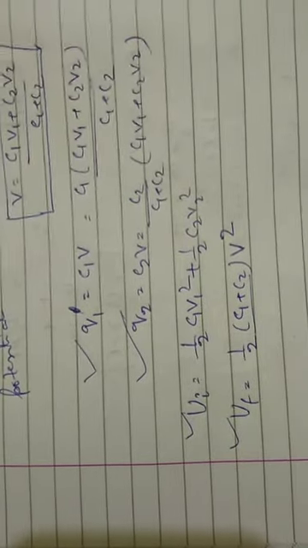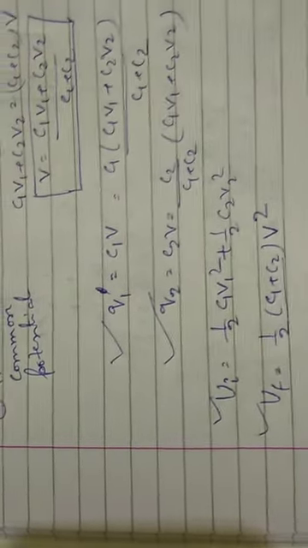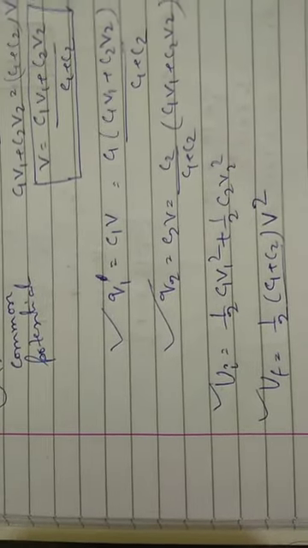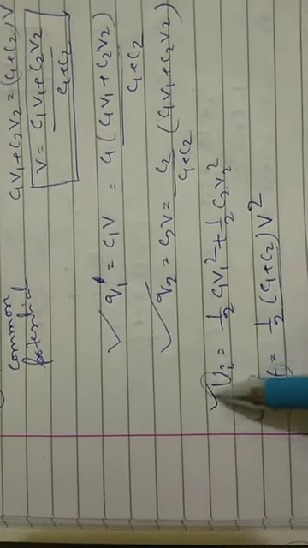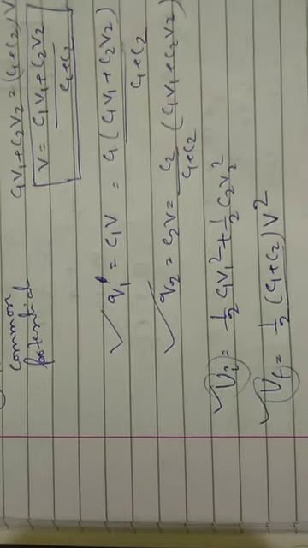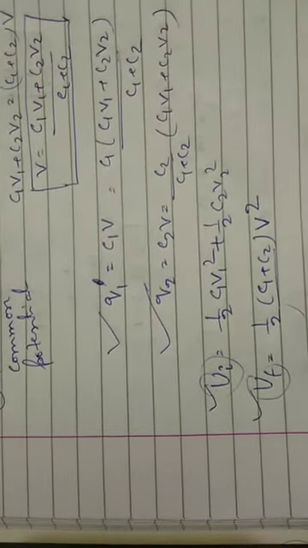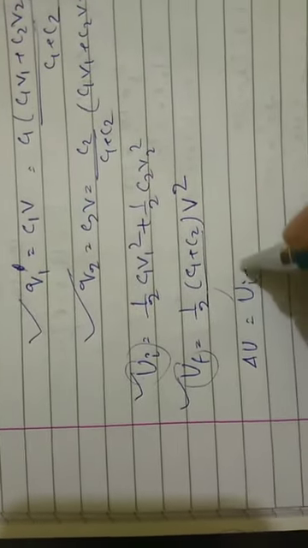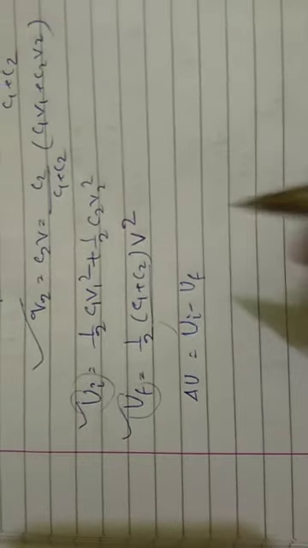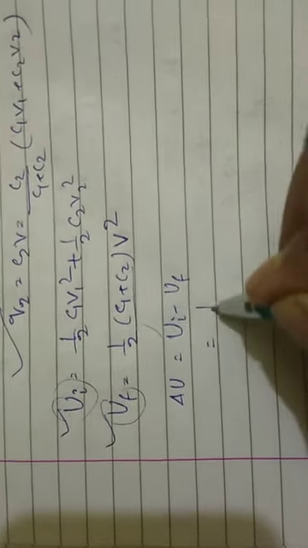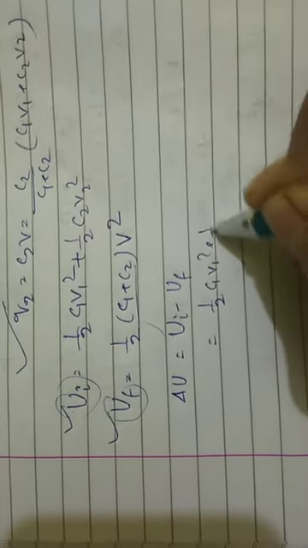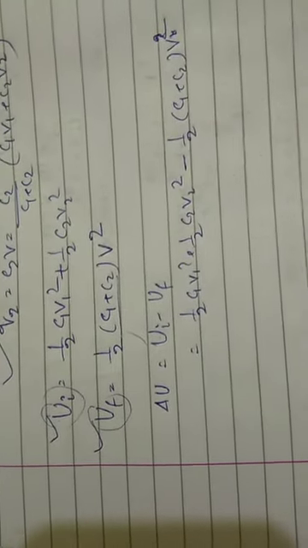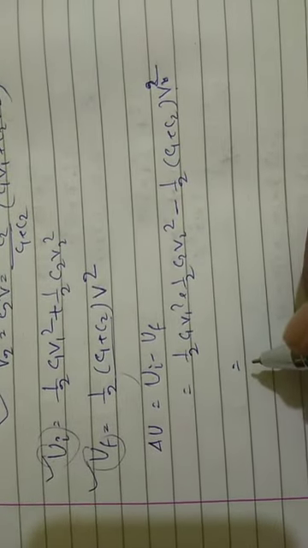Now from the conservation of energy, the final energy cannot be greater than the initial one. It can be less or can be equal, right? So let us find out whether there is any change in energy. So delta U equals Ui minus Uf. We'll just put the values: half C1 V1 square plus half C2 V2 square minus half C1 plus C2 into V square. Now we'll put the value of V from this equation, so we'll get like this.